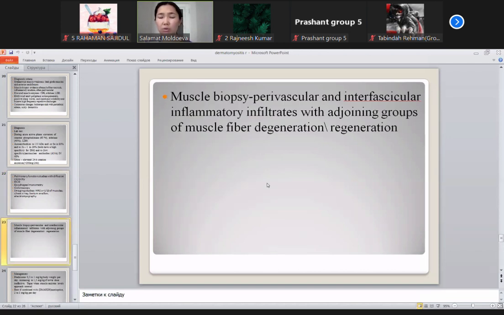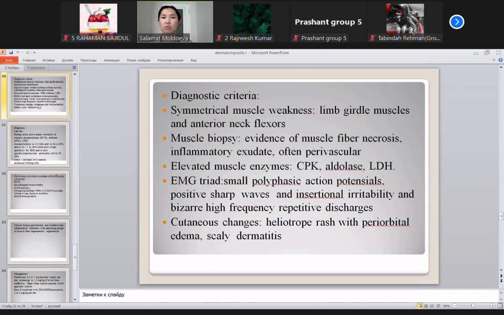Muscle biopsy, what can you find by muscle biopsy? There will be perivascular and intravascular inflammatory infiltrates with muscle fiber degeneration and necrosis. And of course, criteria. Criteria always help students. I hope you already understand that criteria might include symptoms, sometimes clinical findings, sometimes imaging tests, sometimes lab tests. It's a combination of the main moments of each disease.